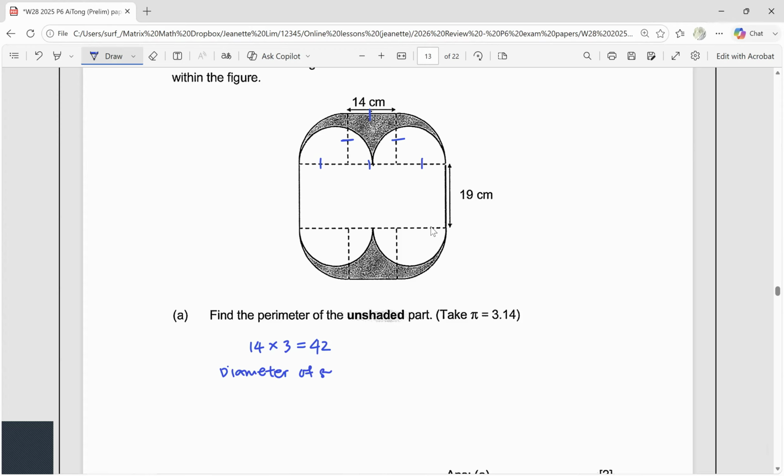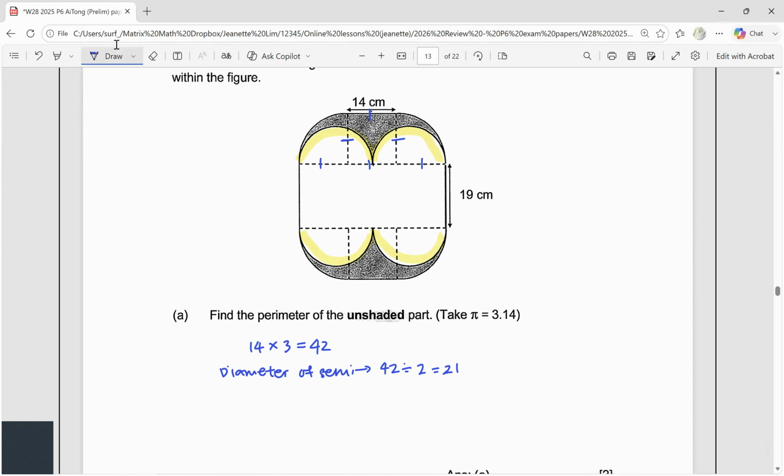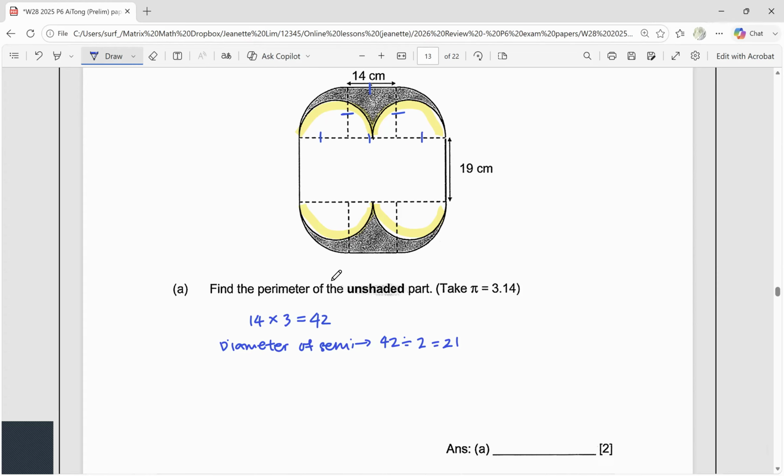So the diameter of the semicircle: 42 is 2 diameters. So 42 divided by 2, which is 21. Then we find 1, 2, 3, 4. 4 semicircle arcs give you 2 circles. The circumference of 2 circles.